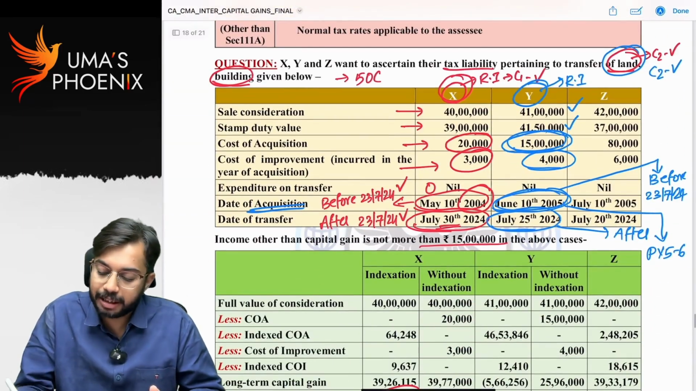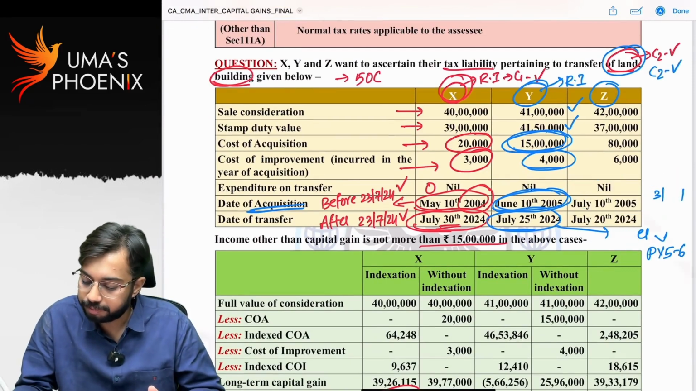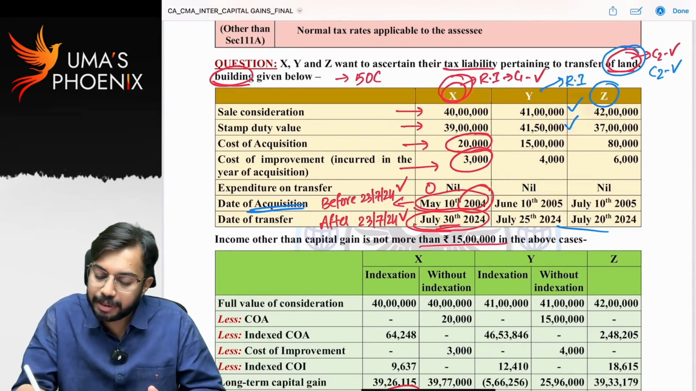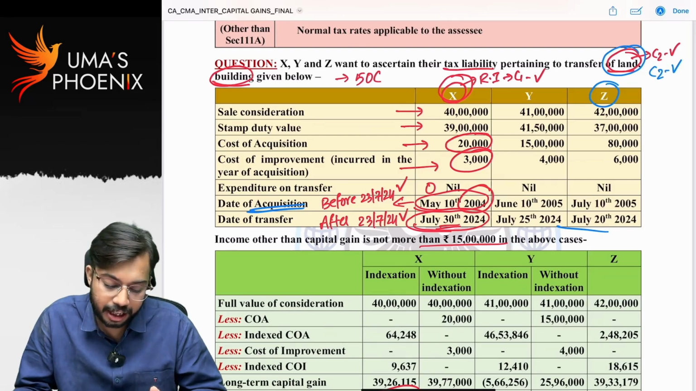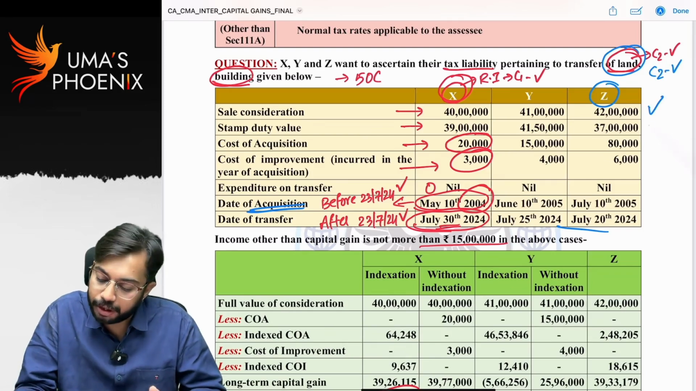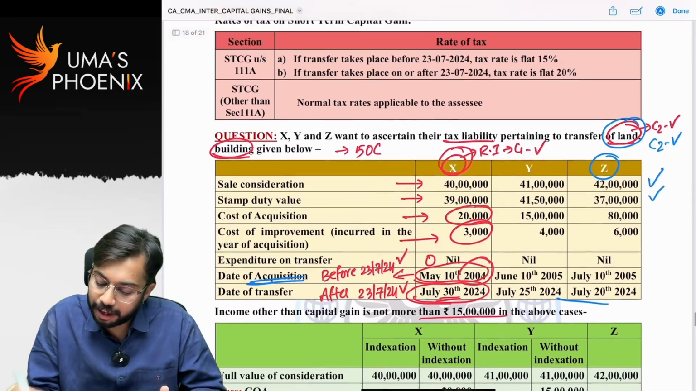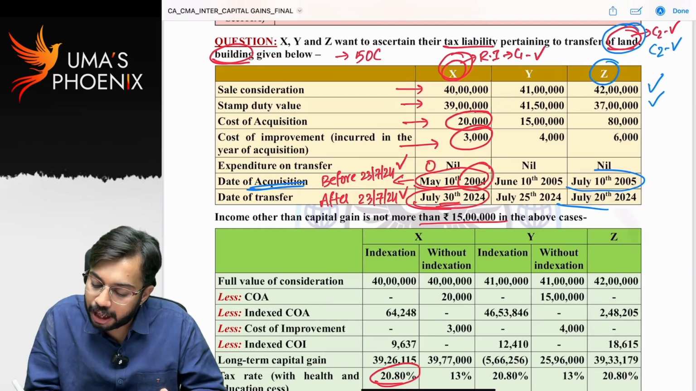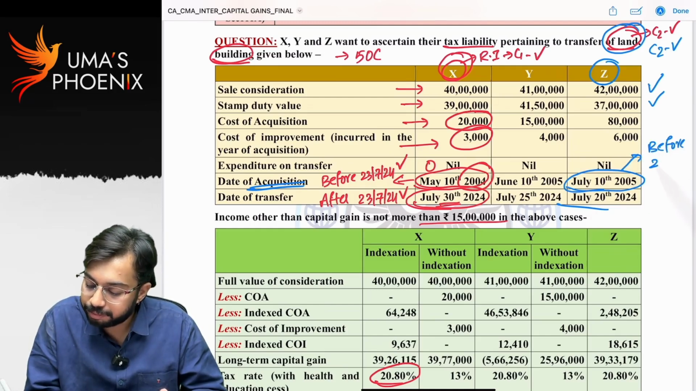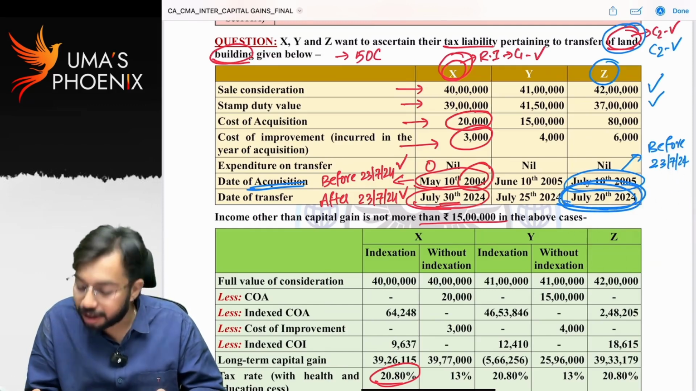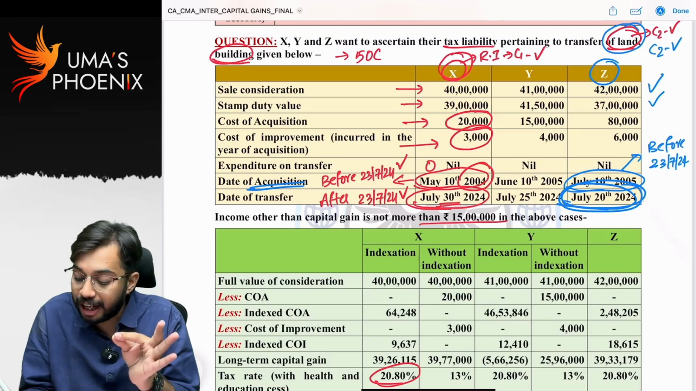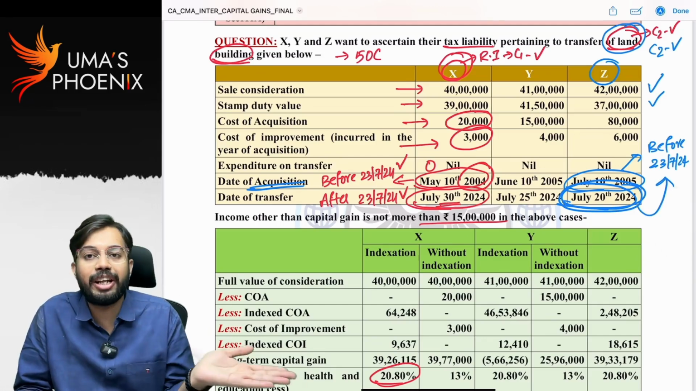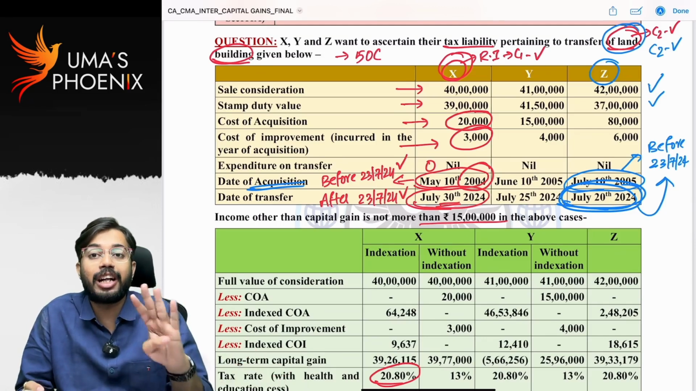Now, in case of Mr. Z, sale consideration is 42 lakhs, stamp duty value 37 lakhs, cost of acquisition 80,000, cost of improvement 6,000, date of acquisition July 10, 2005. That means before 23rd July 24, right? What is date of transfer? July 2024. July 2024 means it is also before 23rd July 2024, right? So fourth condition not satisfied.